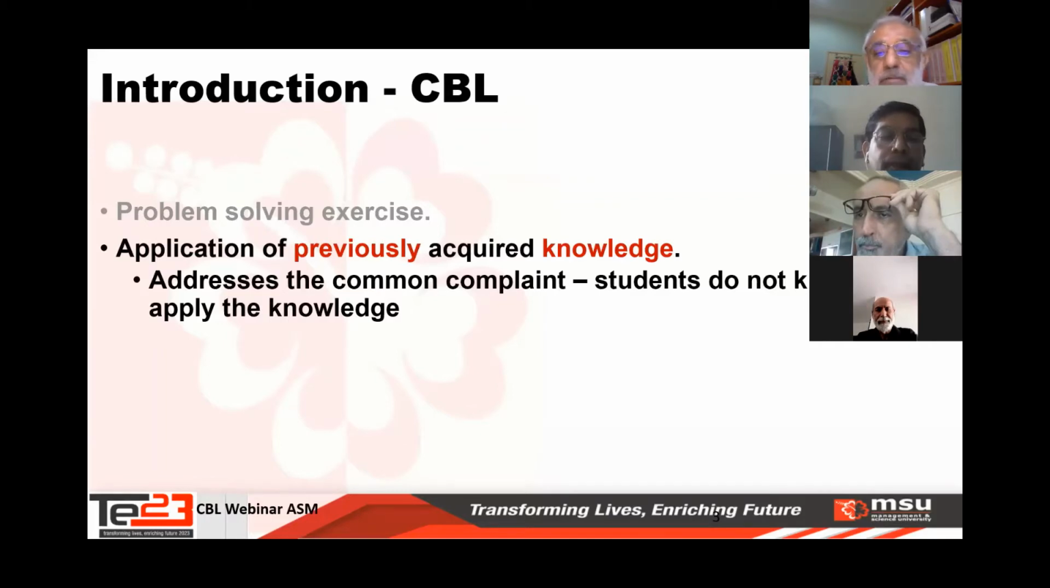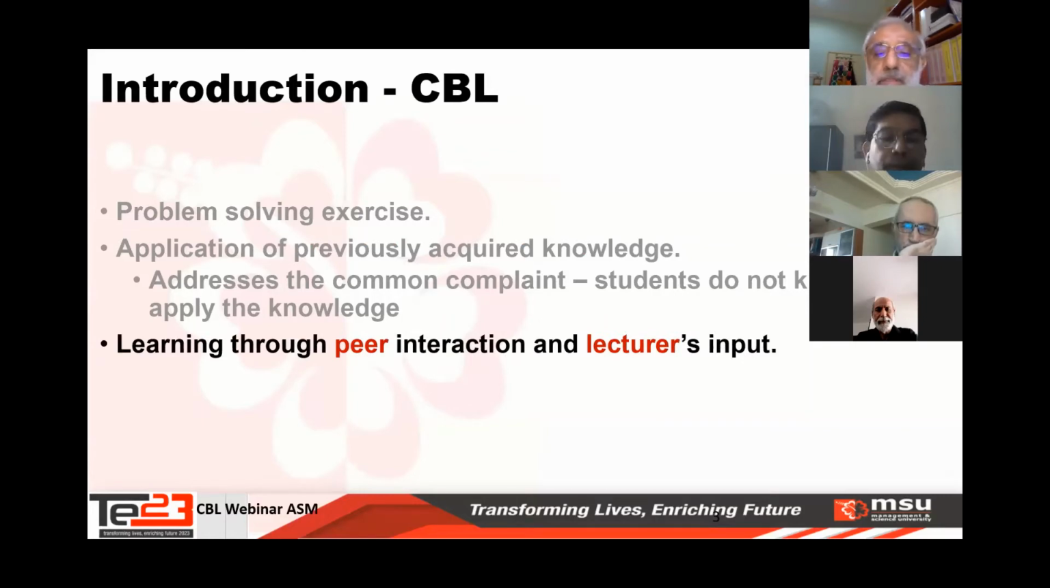And the advantage of this is that this is a common complaint among academicians in medical schools, that students don't know how to apply the knowledge. They know the knowledge, they know the information, but they do not know how to apply it in a particular situation. And case-based learning addresses that very effectively.